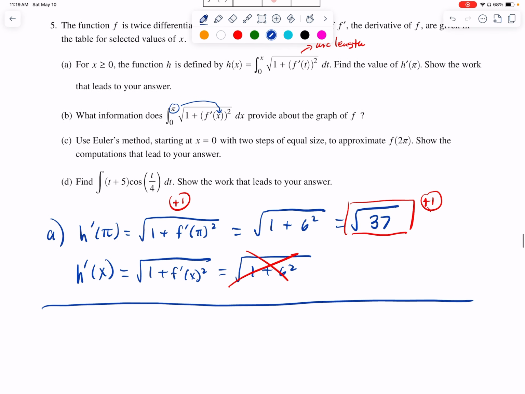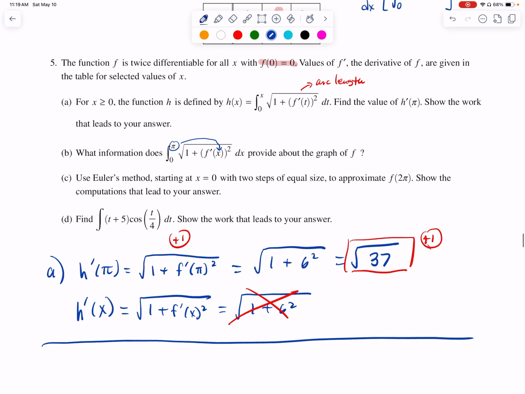Hey, why did I... Wait, what? This is strange. Okay, it's sort of strange. Anyway, this is sort of exactly like what they asked on A, but now what information does the integral from 0 to pi of square root of 1 plus f prime of x squared provide? It's almost the same question, and I already answered it right here. It is about arc length, and specifically it's arc length about f, right? I know it's about f because that's the thing that we're taking the derivative of.